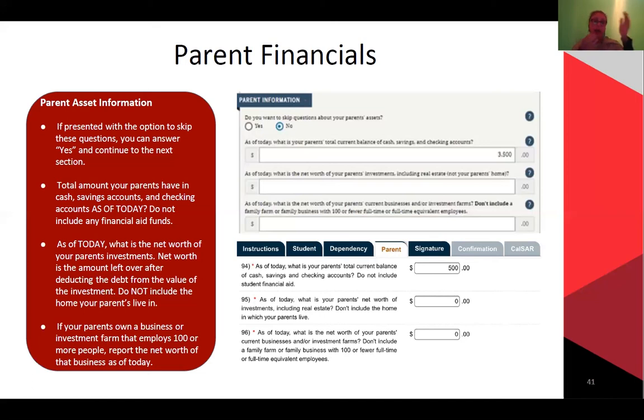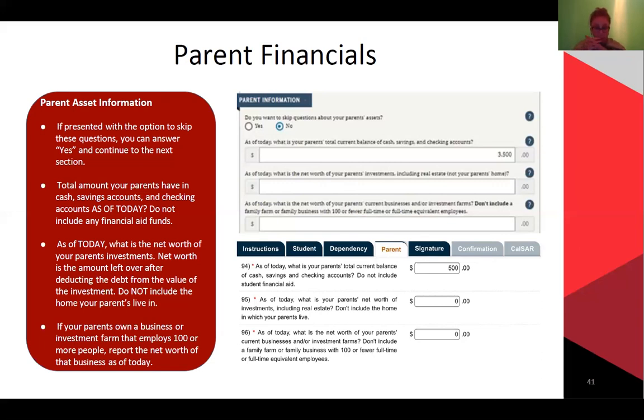So it's not assets back in 2019, it's assets as of today. If you're submitting the application today, what do those assets look like? So the first question is fairly straightforward, and it's collecting parental cash, checking and savings account amounts as of today. You want to exclude any financial aid funds that may be in those accounts.